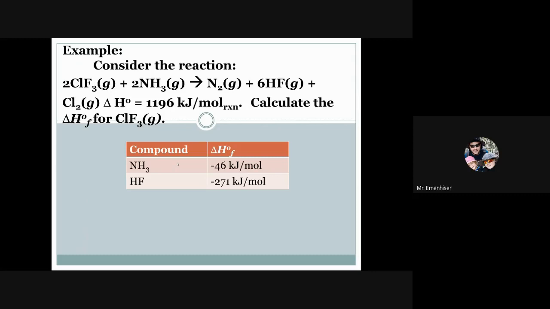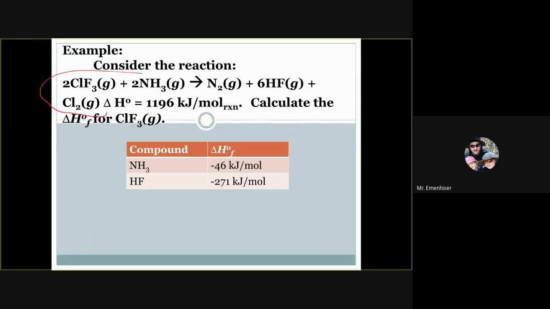Here's our reaction. ClF3, so chlorine trifluoride is what we would call that. This is ammonia, nitrogen gas, hydrogen fluoride gas, and then pure chlorine as an element. The delta H for this total reaction is 1196, and we want to know what the delta H is for this compound, this chlorine trifluoride, and then we're given the delta H's for the other two compounds.